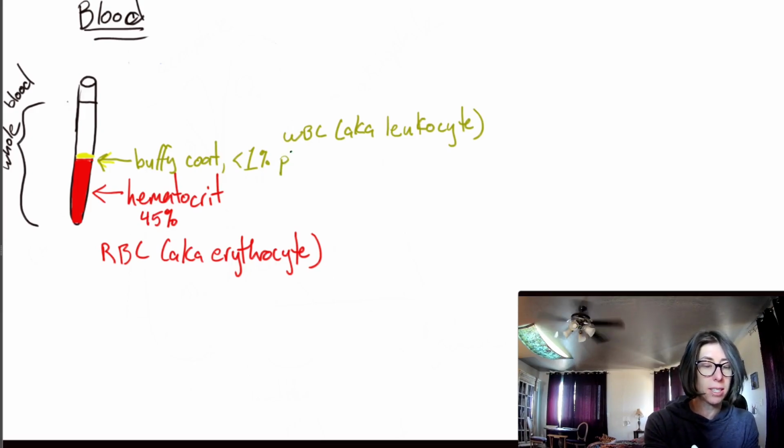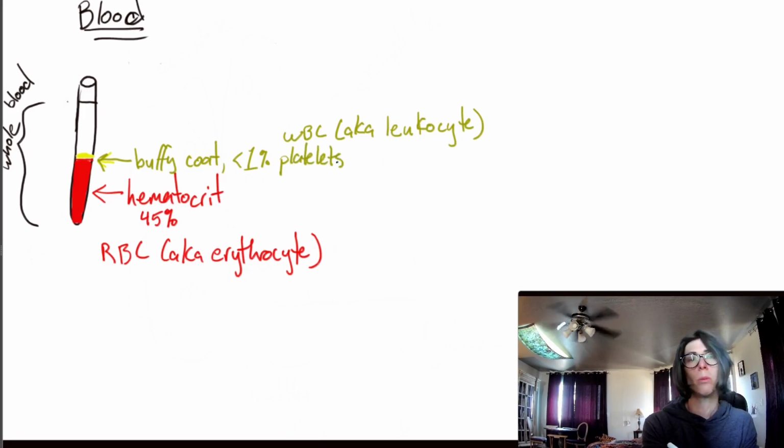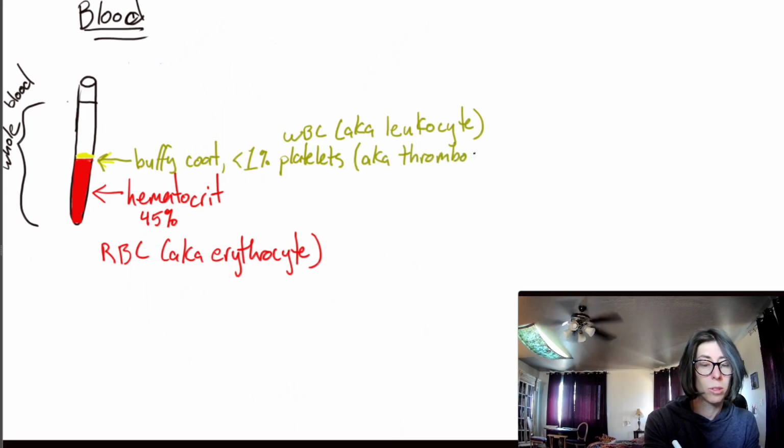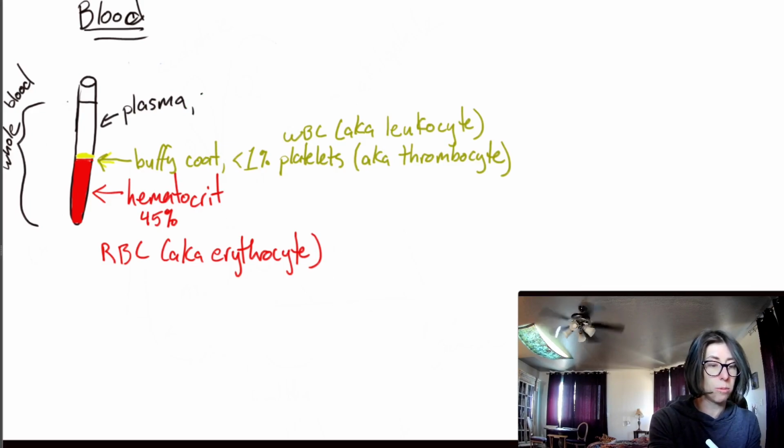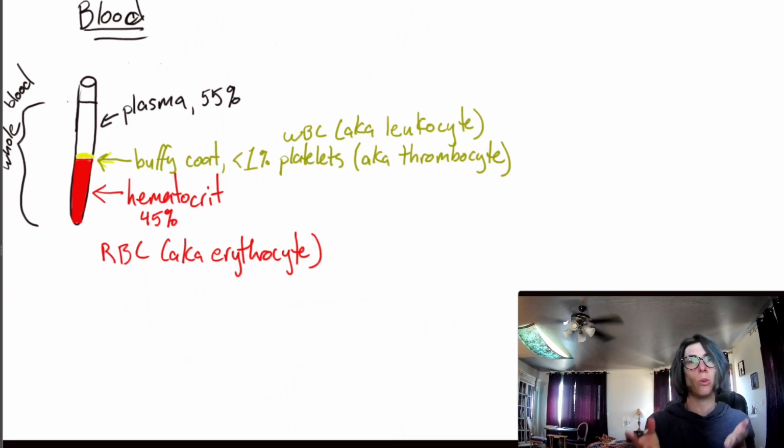We also have platelets. Platelets are really important for blood clotting, like when you get a scab. They're tiny cell fragments. So platelets, the jargony term for that is thrombocyte. And then at the top up here, the rest is just what we call plasma. And this is going to be about 55% of blood volume. Right. So these values can vary even in normal healthy people and across men and women. But if somebody's hematocrit is unusually low or unusually high, it can mean various unhealthy things like dehydration or problems like that.